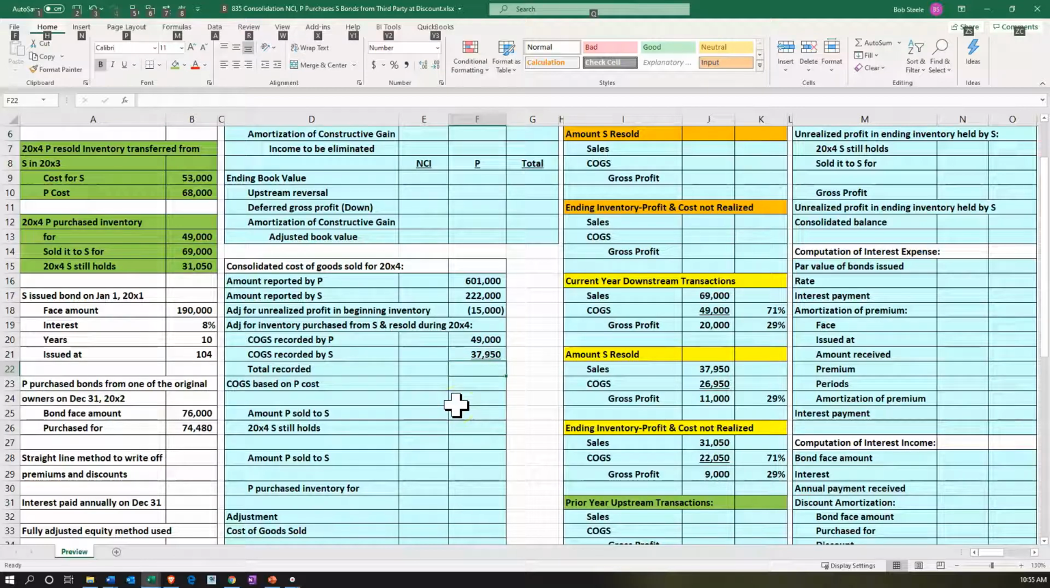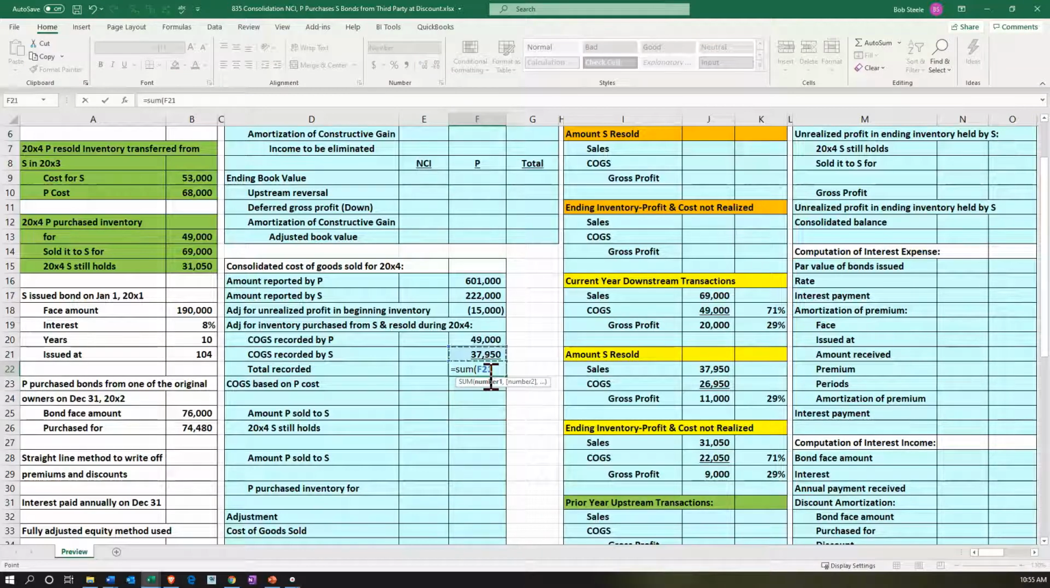So if we then add those two up, we're going to say, all right, let's add those up, equals the sum of these two items. We're going to get the 86,950.